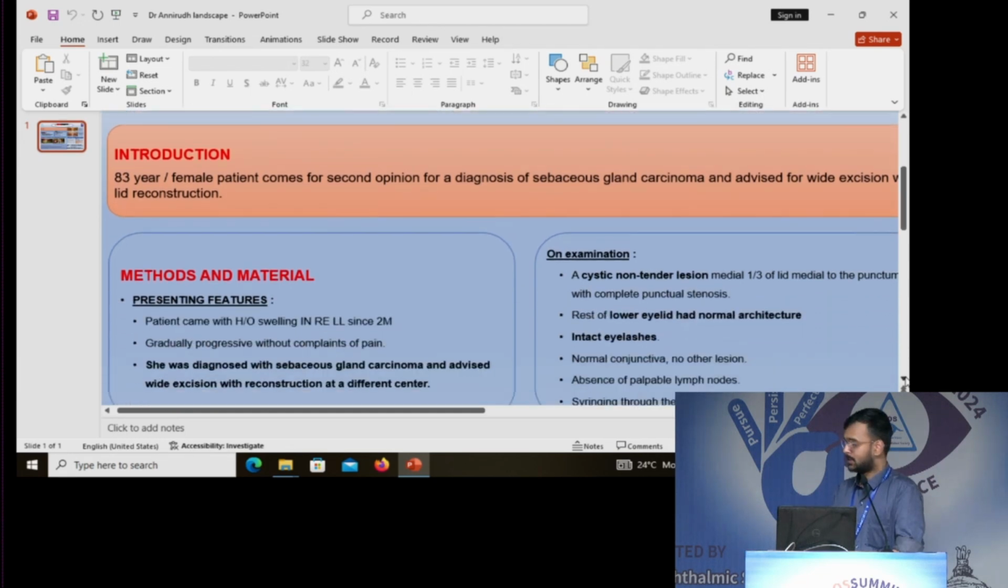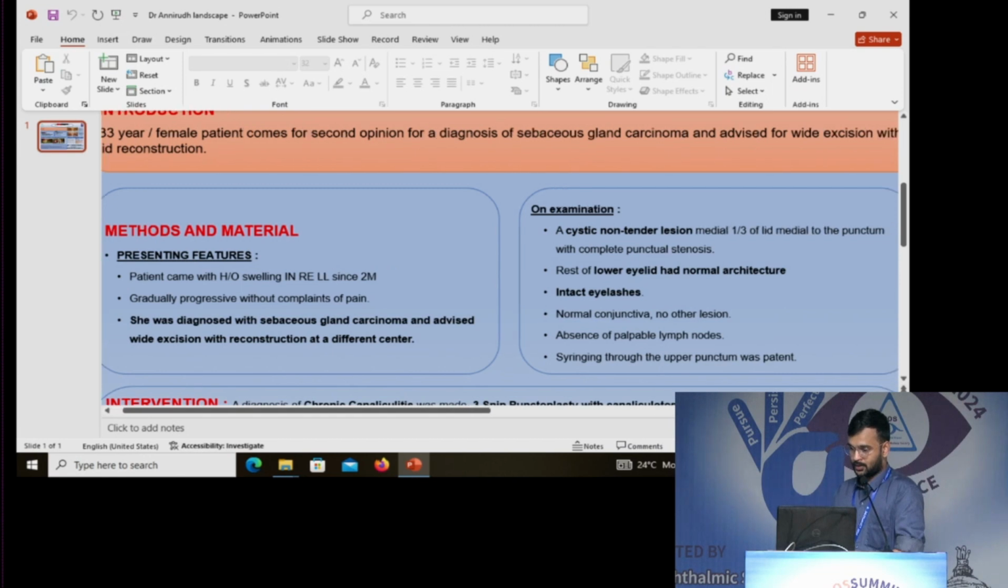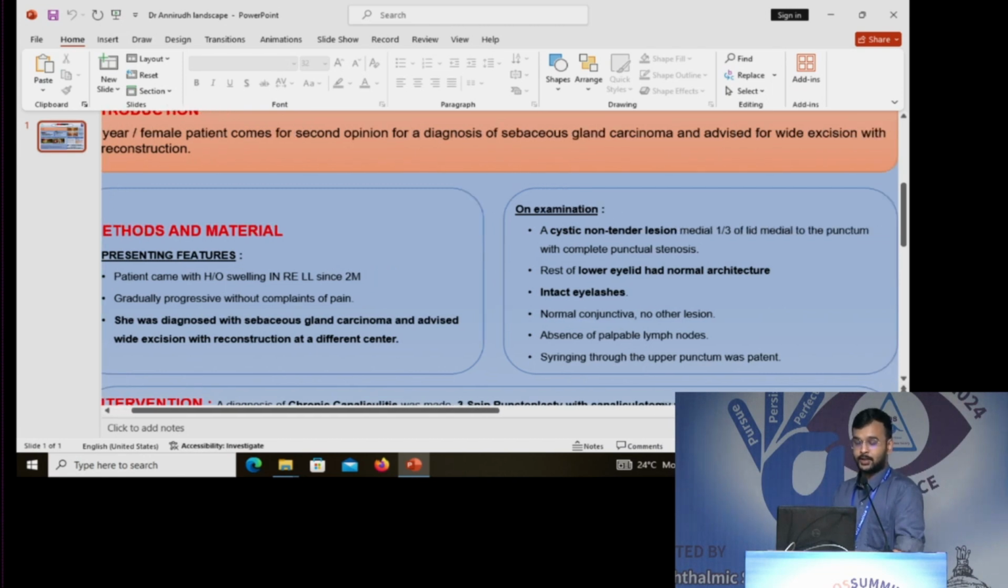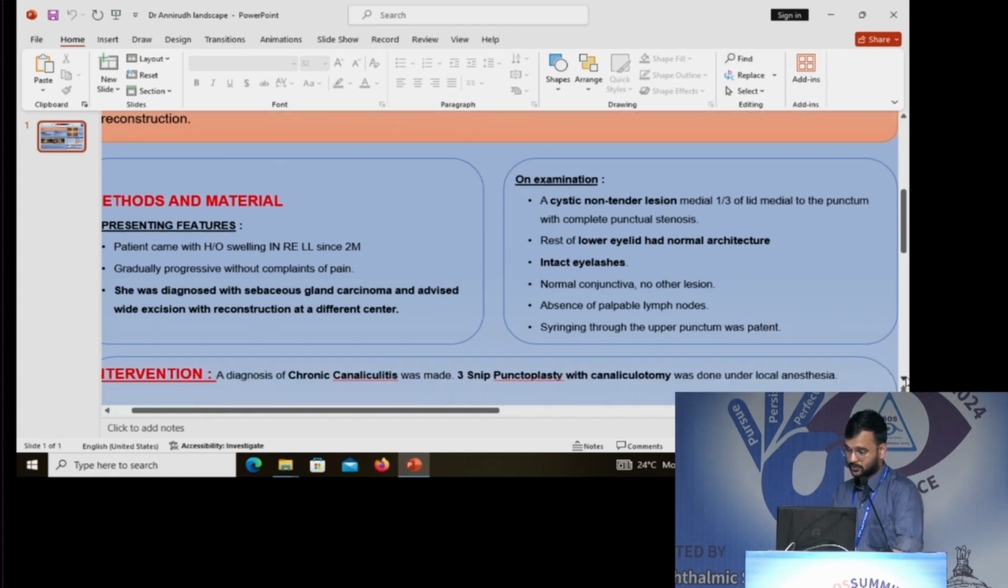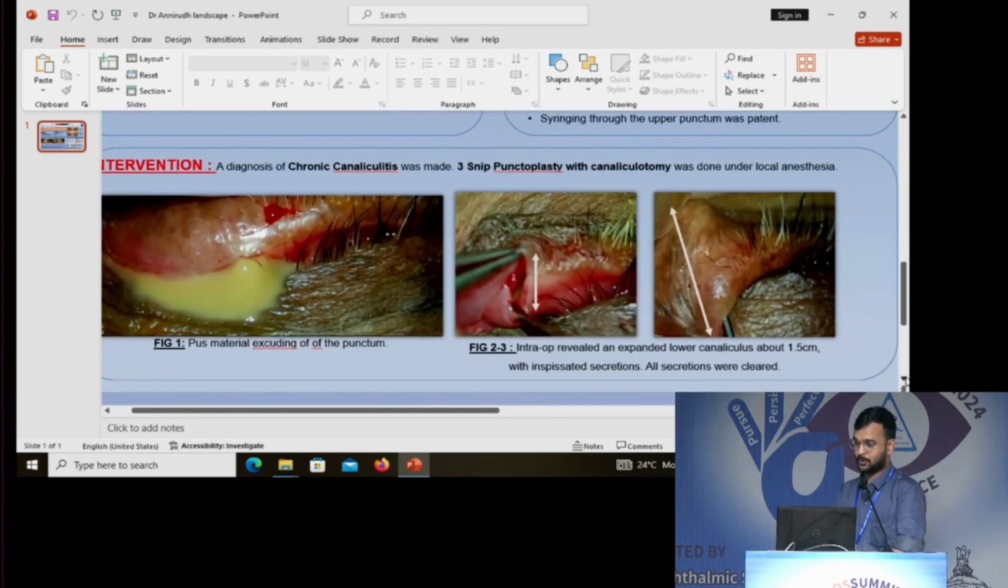So on examination, the patient had a cystic nodular swelling in the right eye lower lid medial one-third, which was medial to the punctum. Rest of the lower lid architecture was normal. Eyelashes were intact, normal conjunctiva, no other lesions around, and no palpable lymph nodes in the region. So she was diagnosed with chronic canaliculitis and posted for 3-snip punctoplasty and canaliculotomy.